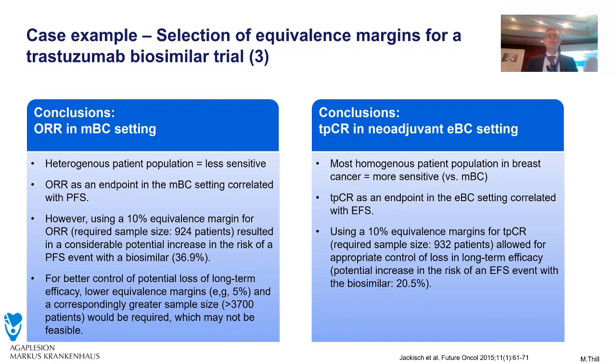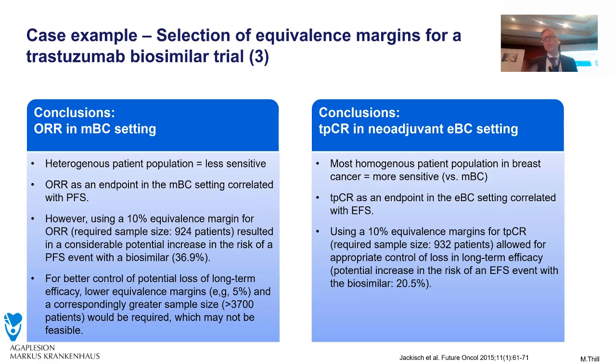To conclude, in metastatic setting, objective response rate is the most sensitive endpoint recommended by the regulators. We have, but we have a heterogeneous patient population that is less sensitive because comorbidities, pretreatments, and changed cell clones are the fact we have to deal with. Objective response rate has to be correlated with progression-free survival, but we know that there isn't a correlation that is predictive. A 10% equivalence margin for objective response rate is realistic, 5% is not realistic.